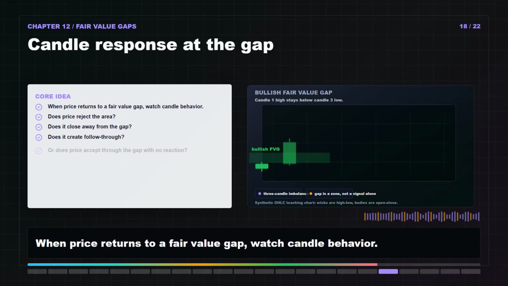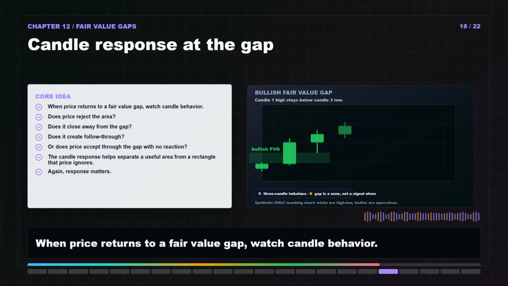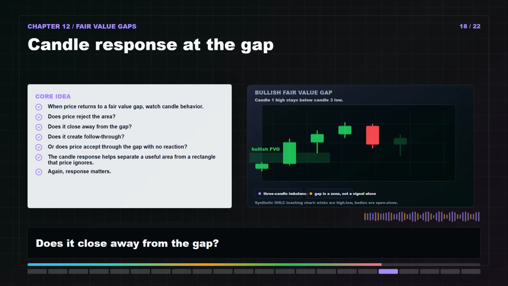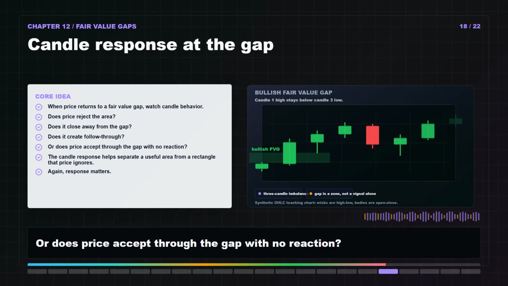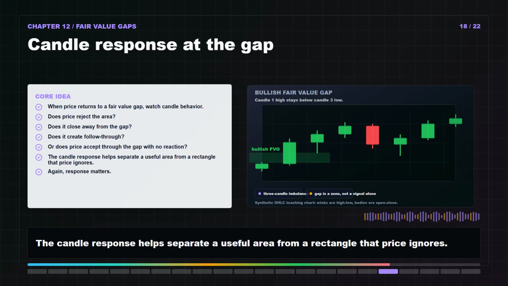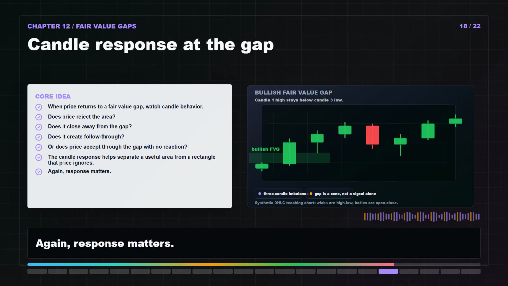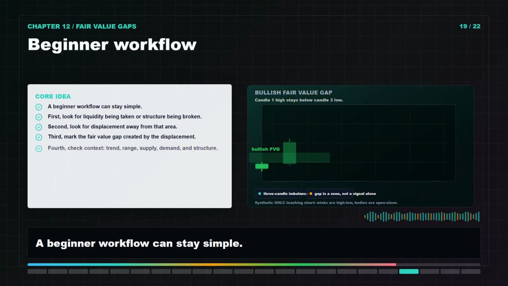When price returns to a fair value gap, watch candle behavior. Does price reject the area? Does it close away from the gap? Does it create follow-through? Or does price accept through the gap with no reaction? The candle response helps separate a useful area from a rectangle that price ignores. Again, response matters. A beginner workflow can stay simple.